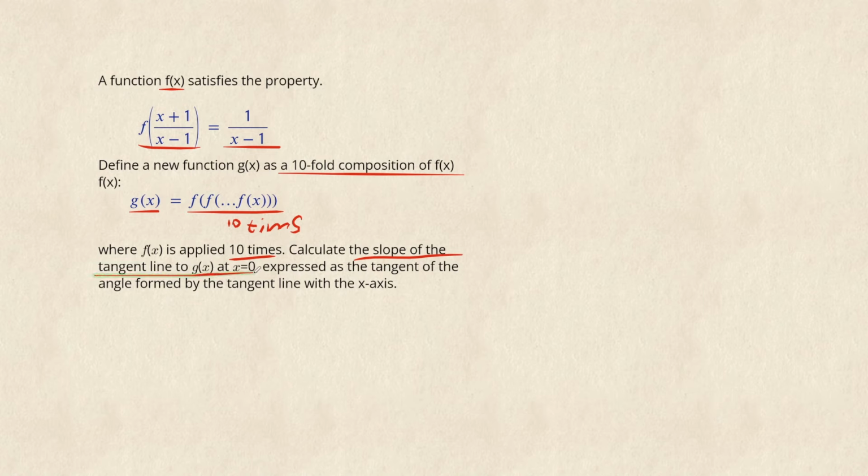Since we need to find the slope of the tangent line, it means that we have to find the derivative of g of x at the point x equals 0. Okay, let's do the problem. So first, let's write f of x plus 1 over x minus 1 equals, what do we have? 1 over x minus 1.